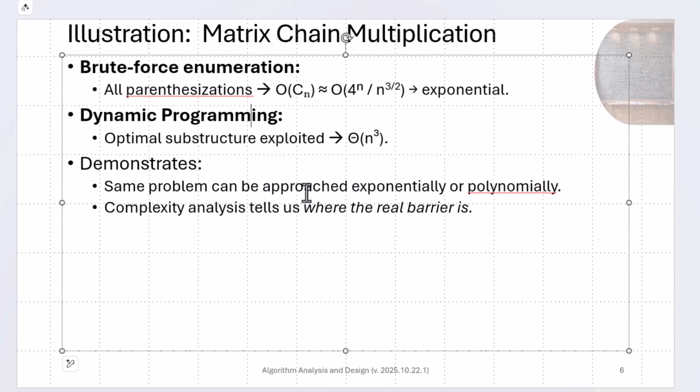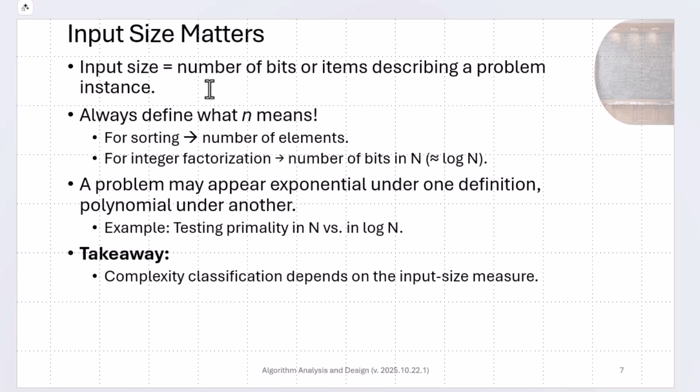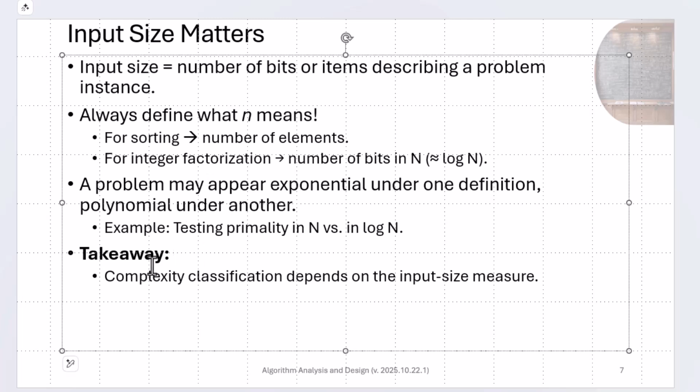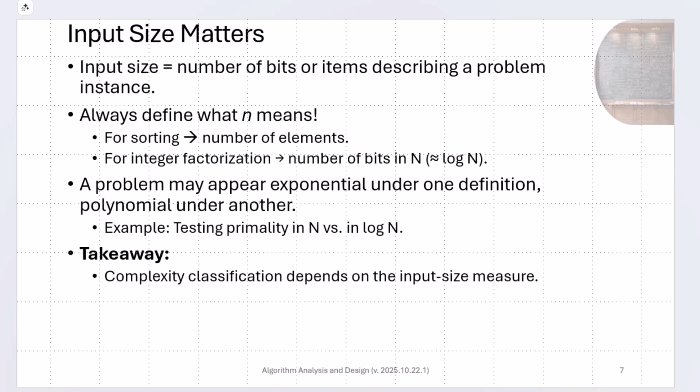So complexity analysis tells us where the real barrier is. Input size matters. Input size is the number of bits or items describing a problem instance. Always define what n means. For sorting, it's the number of elements. For integer factorization, it would be the number of bits in n, which is approximately log of n. A problem may appear exponential under one definition, but polynomial under another. An example would be testing primality in n versus in log n. So the takeaway is that the complexity classification depends on the input size measure.